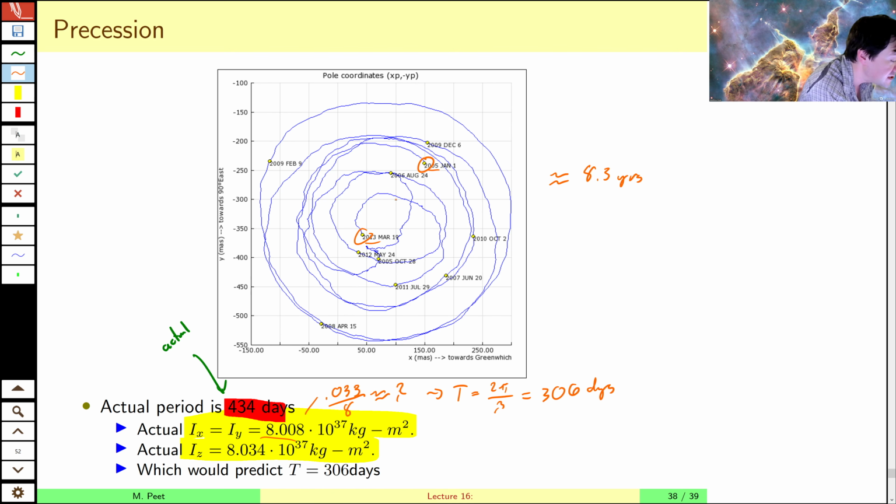And how many rotations does it get through in that time? Well, let's see. How many times does it cross? So from here, our first crossing goes 1, 2, 3, 4, 5, 6, 7. About 7 and 7.5 rotations, just based on this sketch. So 7 rotations in 8.5 years. So that looks about, it's a little bit more than a year. So about 434 days. So sure, why not?